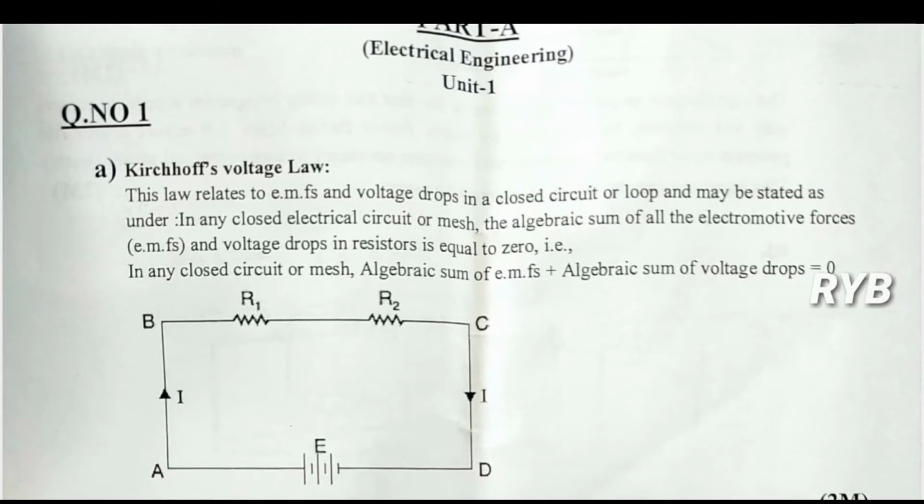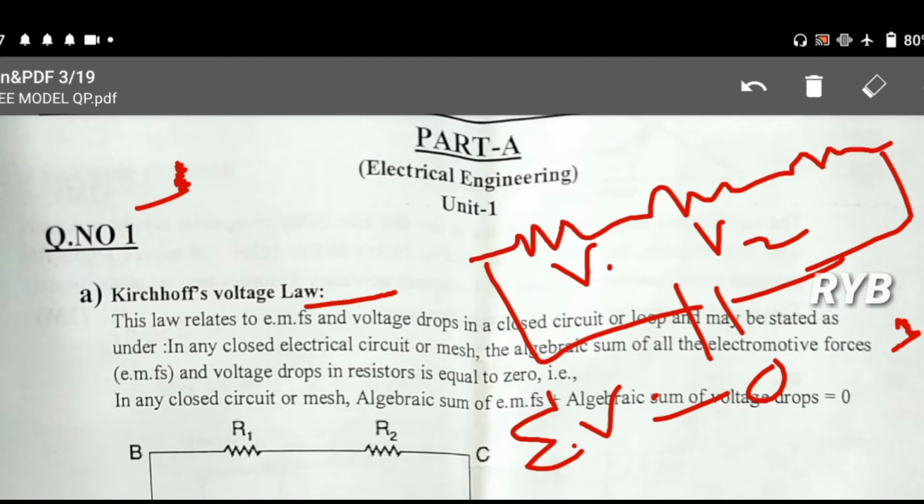The laws relate the EMF and voltage drop in a circuit, KVL and KCL. In any closed circuit or mesh, the algebraic sum of all electromotive forces, EMFs, is equal to 0. That is summation of V equal to 0 in any closed loop. All voltage drops sum to 0. Summation V equal to 0.